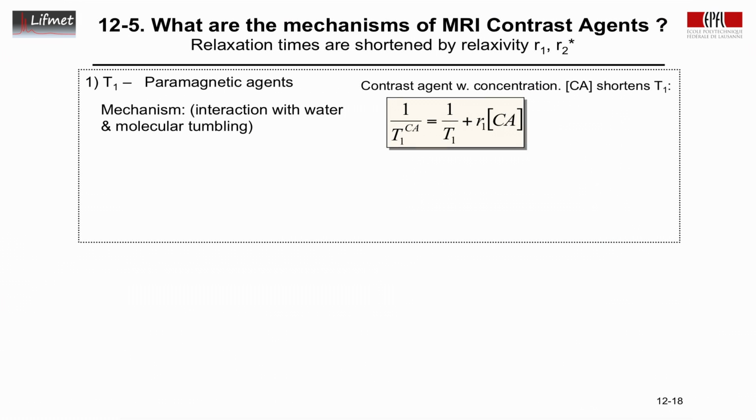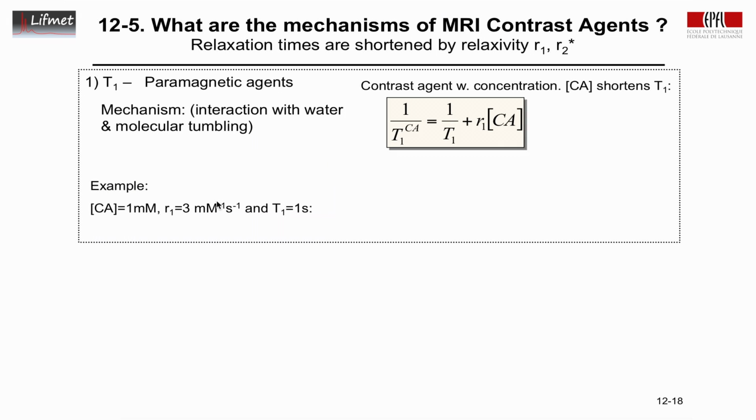Phenomenologically, the way they are described is that 1 over T1 in the presence of the contrast agent is given by 1 over T1 in the absence of the contrast agent, plus a term that is the contrast agent concentration times this factor R1, and this factor R1 is the relaxivity of this contrast agent on T1. It in a way describes what concentration of contrast agent one needs to generate a change in T1. It is a phenomenological equation, and we'll stick with this.